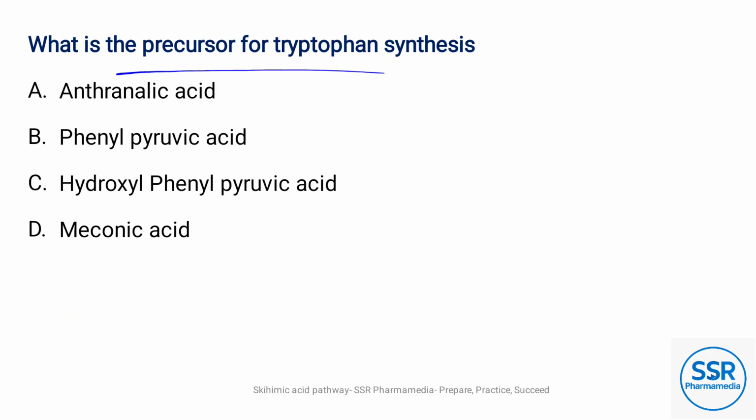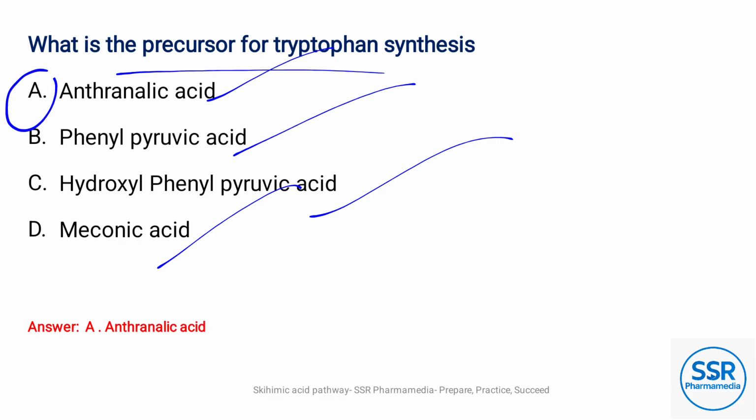What is the precursor for tryptophan synthesis? Option A, anthranilic acid. Option B, phenylpyruvic acid. Option C, hydroxyphenylpyruvic acid. Option D, meconic acid. So the answer is option A, anthranilic acid.